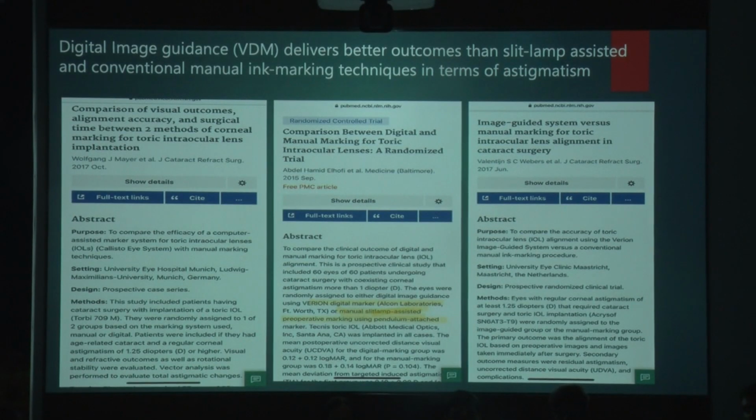So comparing, there have been various studies which tell us that the digital image guided technique delivers better outcomes than the slit lamp assisted and the conventional manual ink marking techniques in terms of astigmatism. Well, over here I would just like to mention to all of you that whatever works best in the hands of the surgeon, please go for it. You do not have to go for all sophisticated instruments to start your toric, but yes, once you've built up your practice, you can always go for whatever fancy instruments you want. But initially, please do go for any of the techniques which works best in your hands.